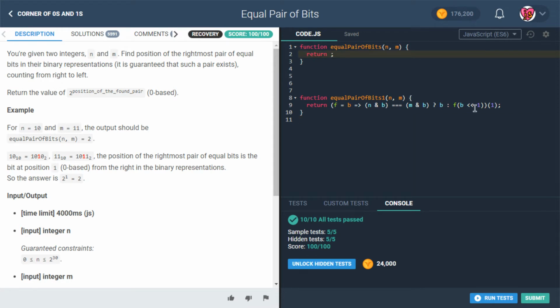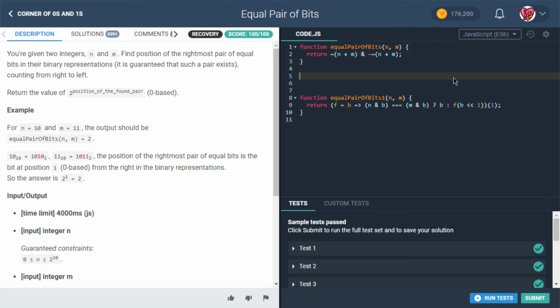So let's try that. We're going to do n plus m. We're going to put a big old tilde out in front. And then, since we want the least significant bit of this, we'll do an and with the negative version of that. Let's try running that. What do we get? We got the right answer. Great. Okay, well, not too bad.